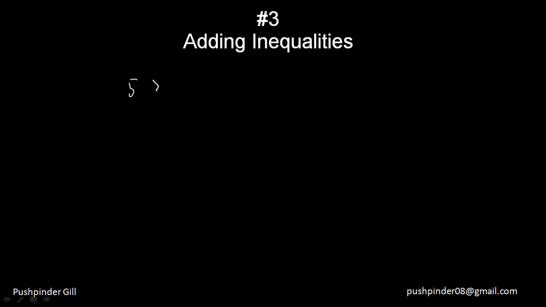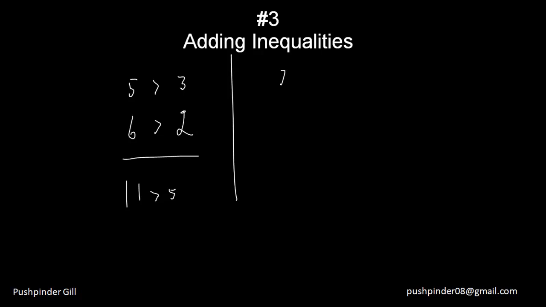I know that 5 is greater than 3, isn't it? Similarly, I know that 6 is greater than 2. Now whenever the signs of both the inequalities are same, you can add them. 11 is greater than 5. As simple as that. Don't worry about the signs, don't worry about anything. Whenever the sign is same, you can add the inequalities. So if I say x is greater than y and a is greater than b, you can very well say that x plus a is greater than y plus b, right?